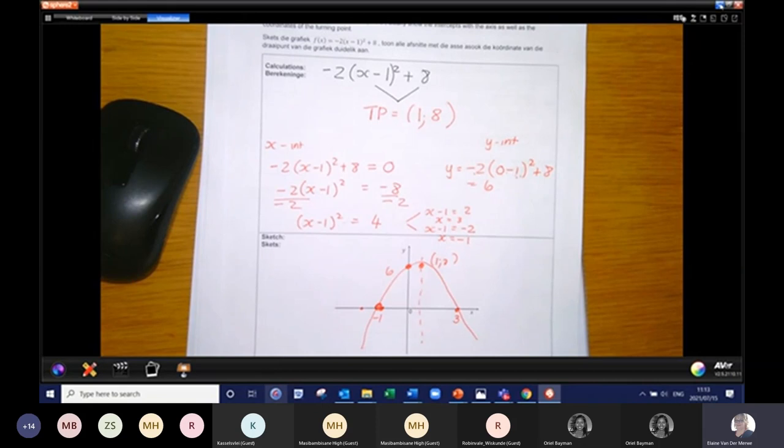So we will not include the 1. X is smaller than 1. That's where this graph is increasing. Right, now number 4. Either the examiner will ask you where is it increasing, or they can ask you where the graph is decreasing. Right, decreasing means downhill.